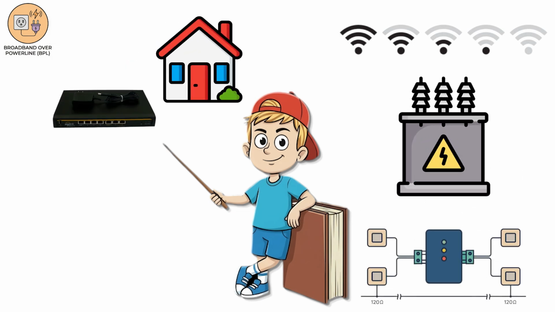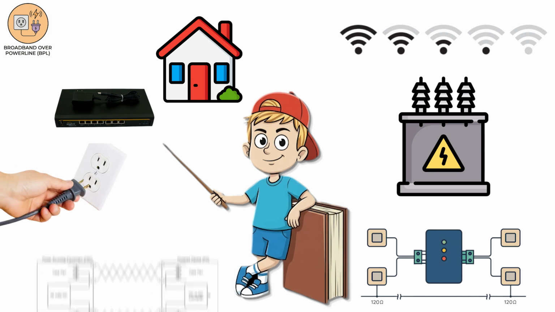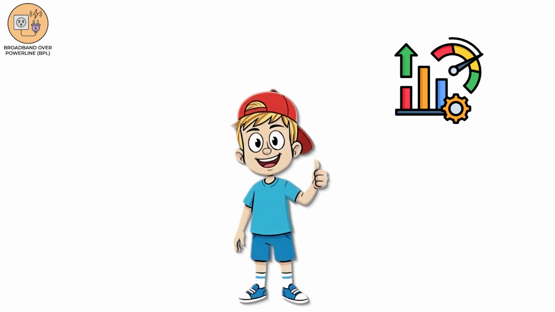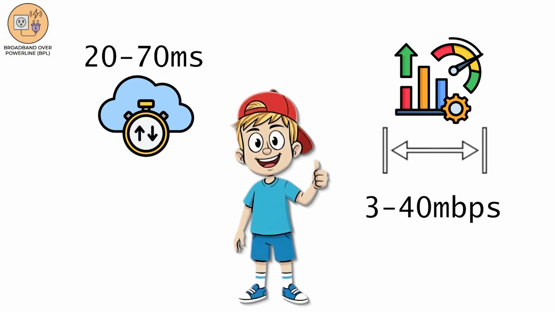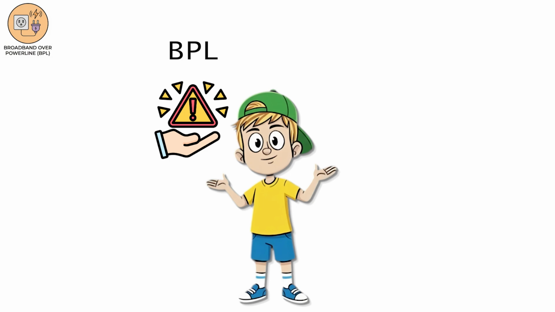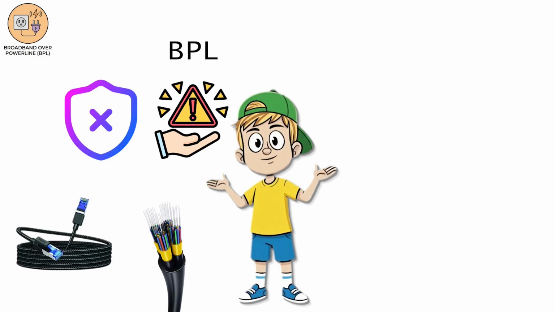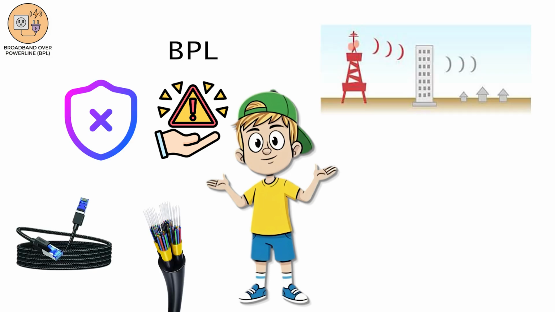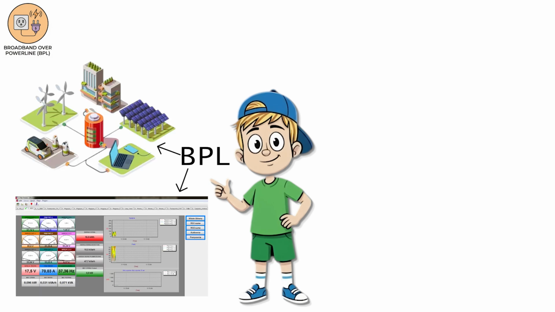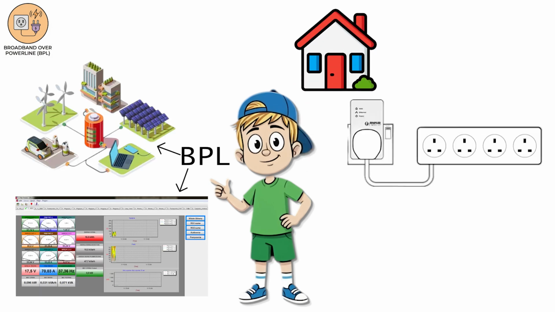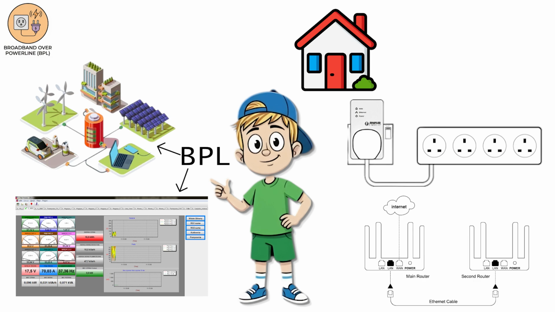At home, a BPL modem plugs into an outlet and separates data from power, converting it to Ethernet. Performance ranged from 3 to 45 megabits per second with 20 to 70 milliseconds latency, but both varied due to electrical noise. These limitations made BPL less reliable than cable or fiber and caused radio interference. Today, BPL is used for smart grids and utility monitoring. Inside homes, power line adapters extend existing connections.